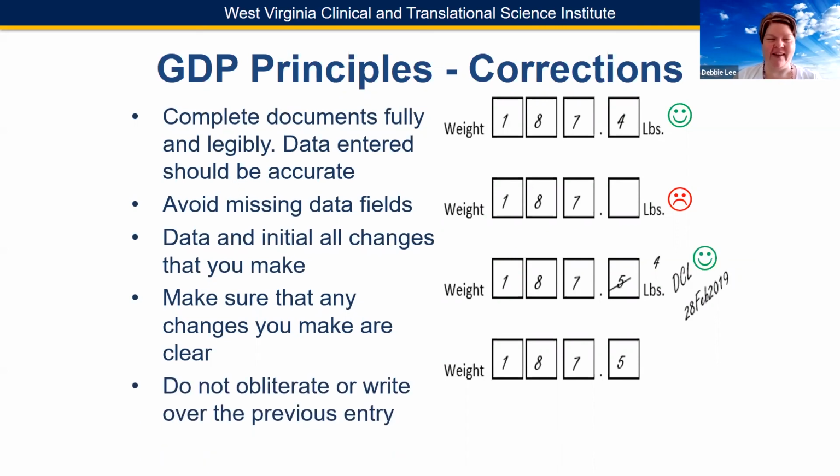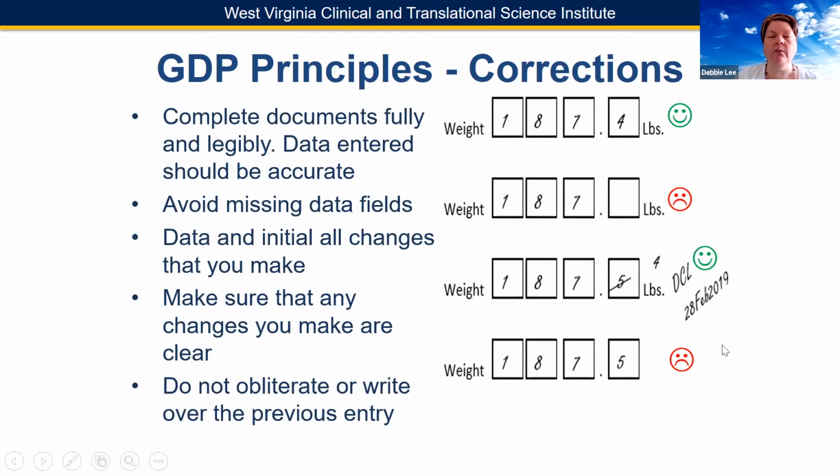So I have a green smiley face there. And I just talked about that. Sorry, don't write over the previous entry. Don't try to make a 3 and 8 because we can tell, right? So my last one there has a red sad face because it's 187.5 and you're like, Debbie, all the fields are filled out. I'm not sure why that's a sad face.